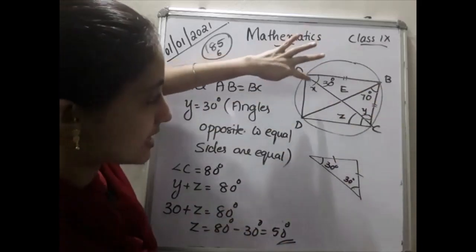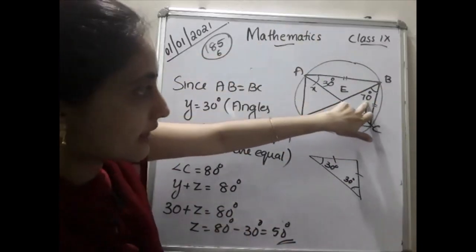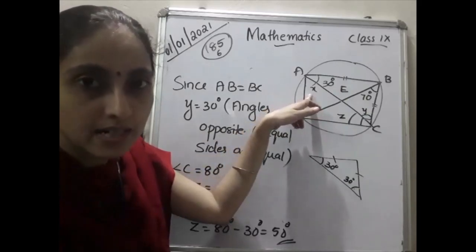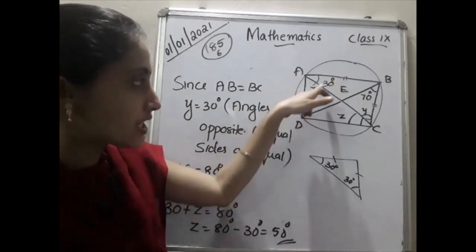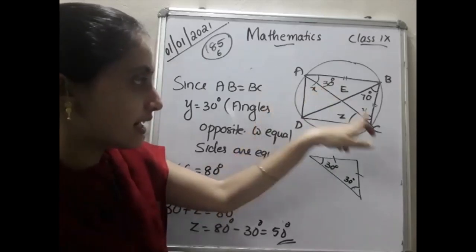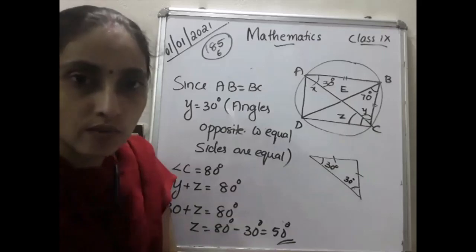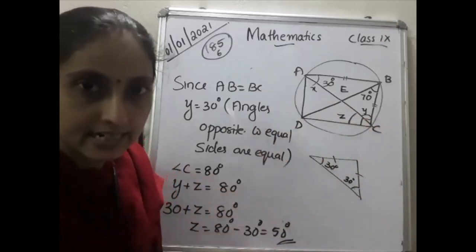Okay. So once again I will say, here it is 70 degree. What is the reason? Angles on the same segment are equal. And the total angle is 100 degree. So this is 100 and they are cyclic. So 100 plus this will be equal to 180. So angle C will be equal to 80 degree.